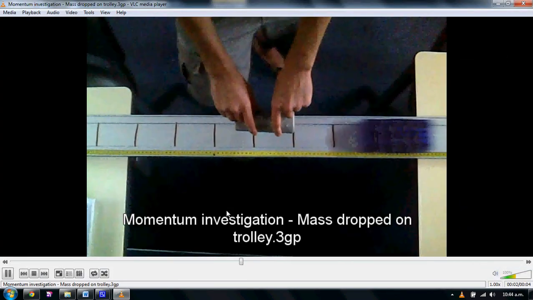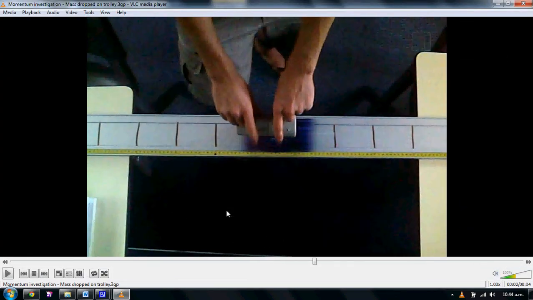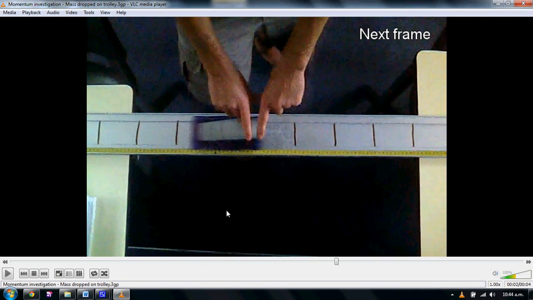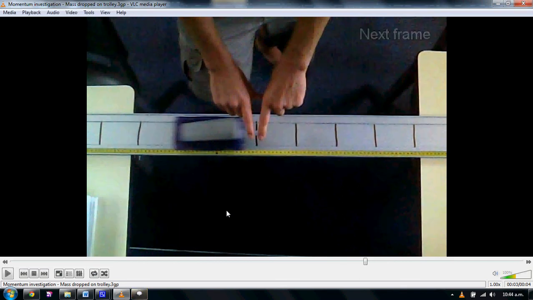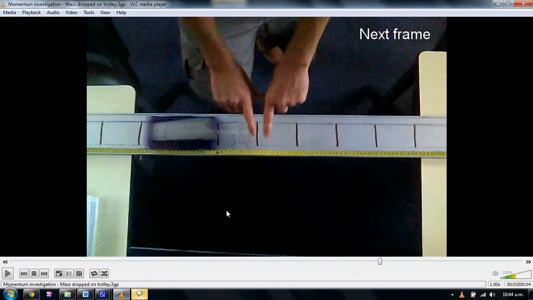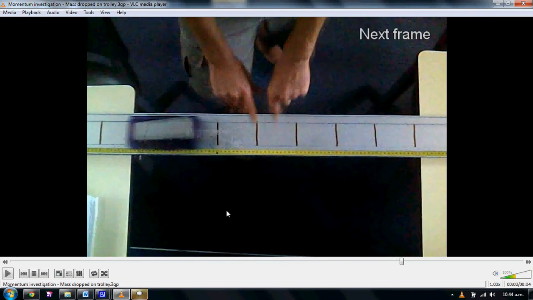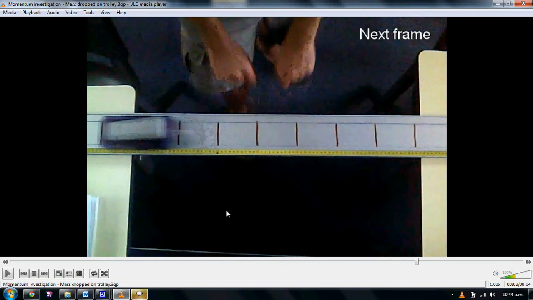Go to VLC, pause, step forward a few frames. Let's go from, I think that might be the closest we can get to the line. It's a little bit off, but let's see how we go. Ready? And 1, 2, 3, 4, 5, 6, 7, 8. That's about 9 frames to cover 20 centimeters. So 9 frames to cover 20 centimeters.